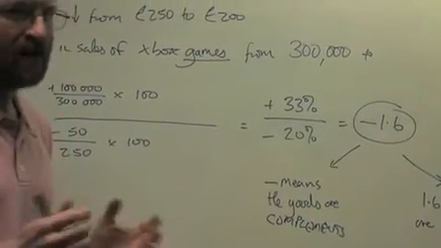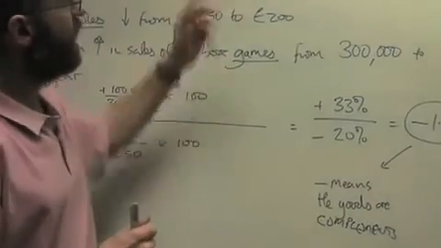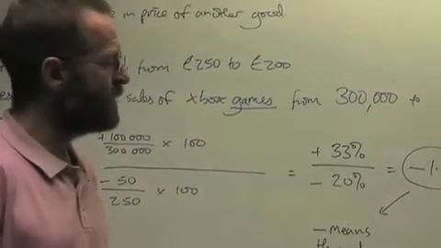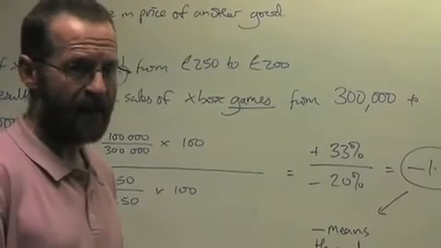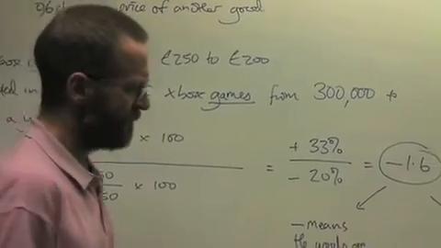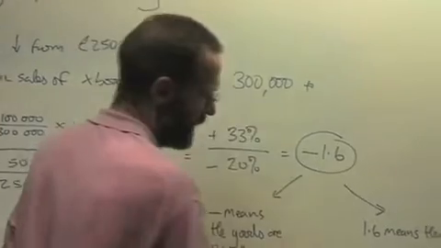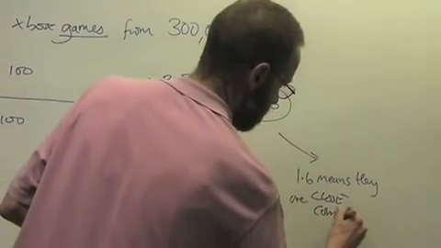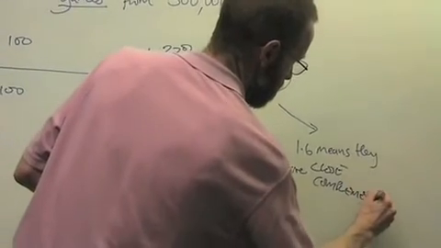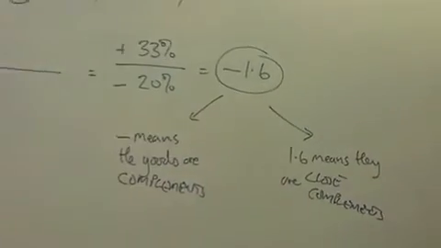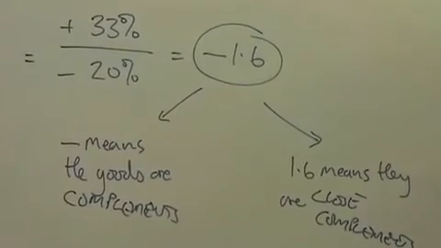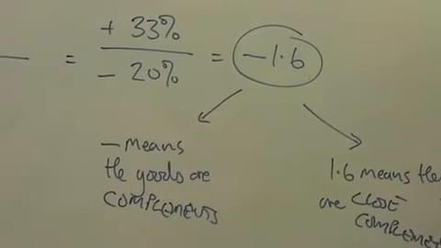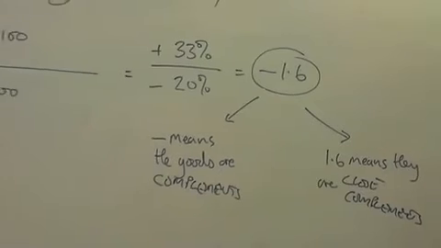The 1.6 we judge against the number 1. 1.6 is greater than 1. So what we have here is a cross elasticity relationship which is elastic. Okay, it's an elastic relationship. The 1.6 means that they are close complements. We know that for every 1% change in the price of consoles, there'll be a 1.6% change in demand for games.